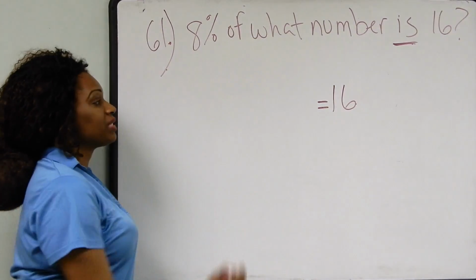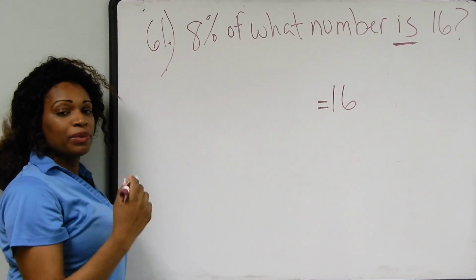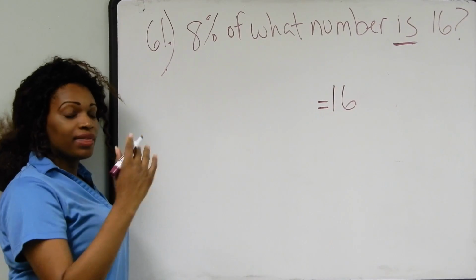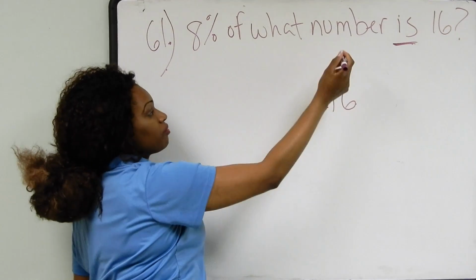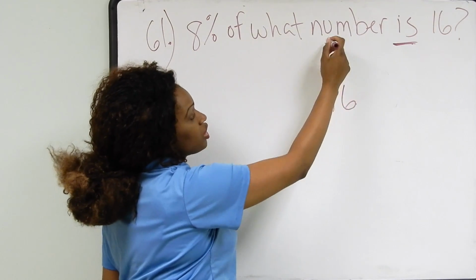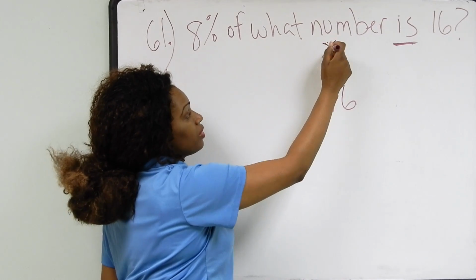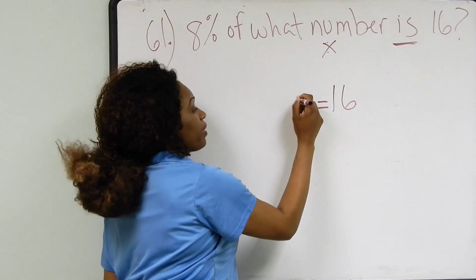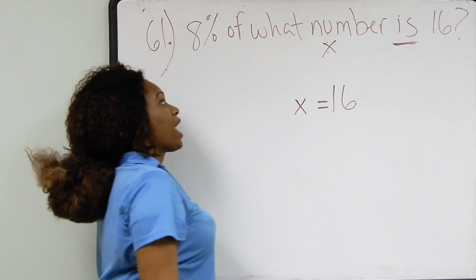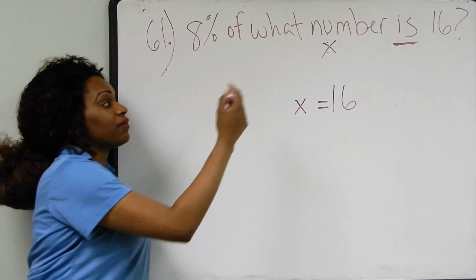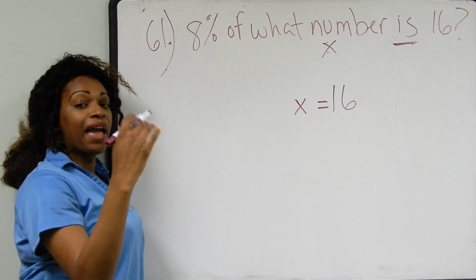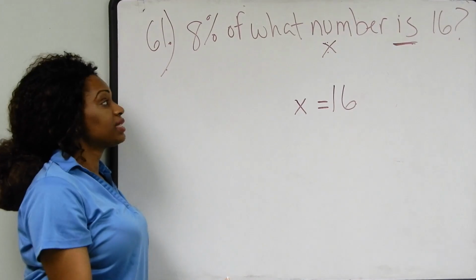And we know we have 8% of a number. When we're talking about percentages, normally when you try to find a percentage of a number, you multiply. Since the number is unknown, we're going to call our variable x. So 8% of x will give us 16. So 8% multiplied by a variable equals 16.